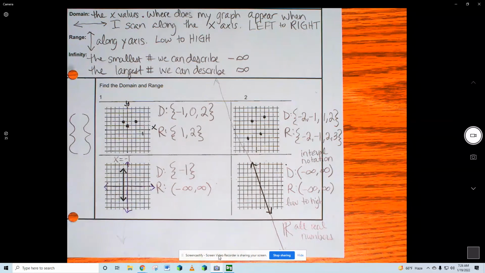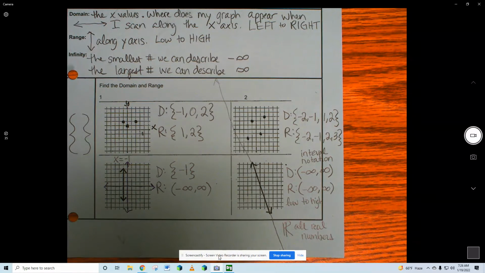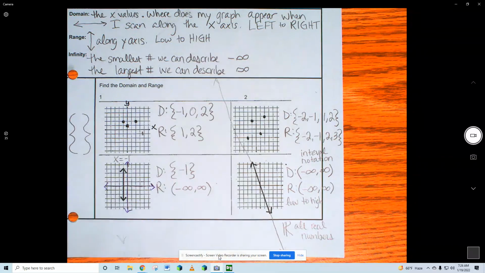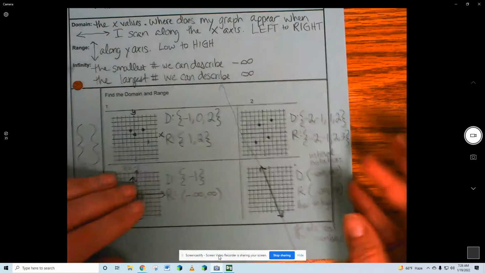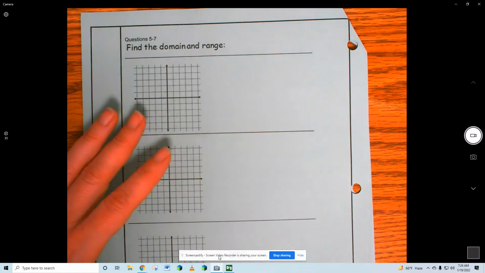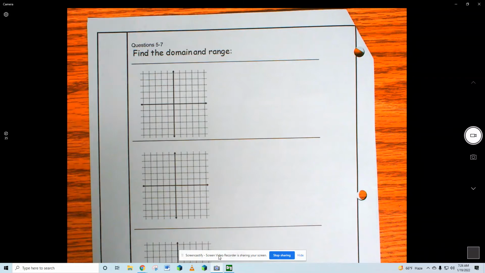So there's two ways for us to represent all real numbers. The negative infinity, comma, positive infinity, and then this R is used in math. So I want you to be aware that something else exists. Okay. The next page has no graphs on it because I have to hand draw them. Okay, ready?